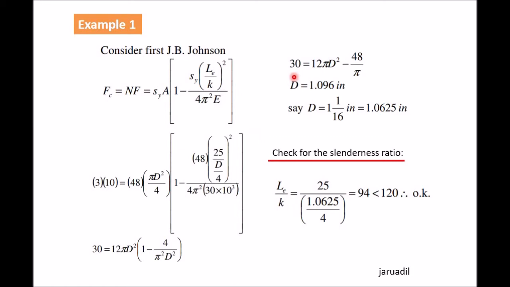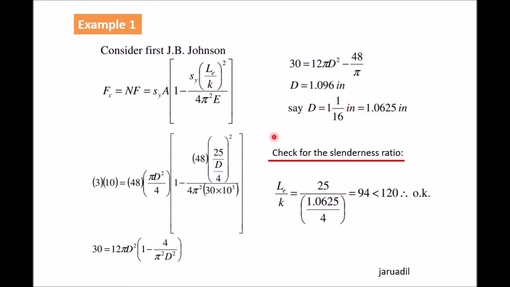So, if you have your calculator, ang pi is 3.1416. So, we can compute D is equal to 1.096 inches. Or D is equal to 1 1/16 inch or 1.0625 inches.